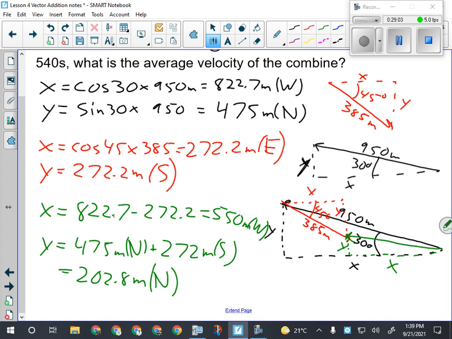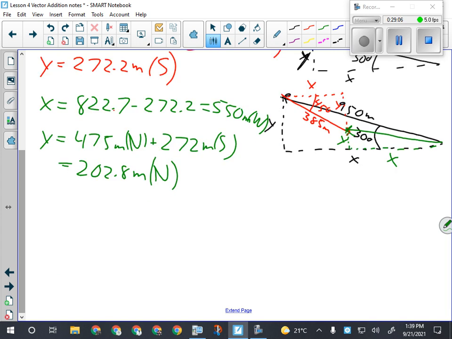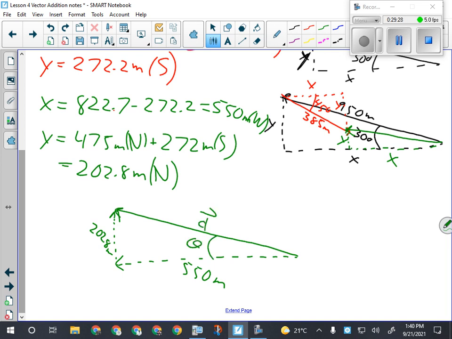From the separate triangle method, my next step is now I've got to actually draw this triangle. So I'm going to go 550 meters west, and then 202.8 meters north, and there is my resultant triangle. It looks the same as the one I got on my tail to head diagram. I just had to build it instead of seeing where it was going to be. Everyone follow me on that? And now from here, everything else is the same.